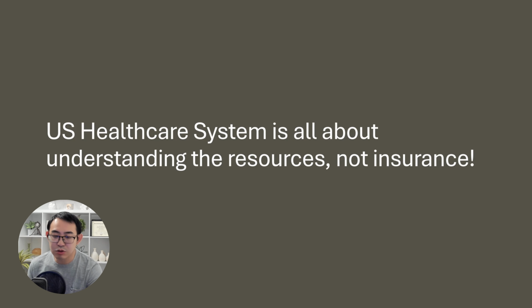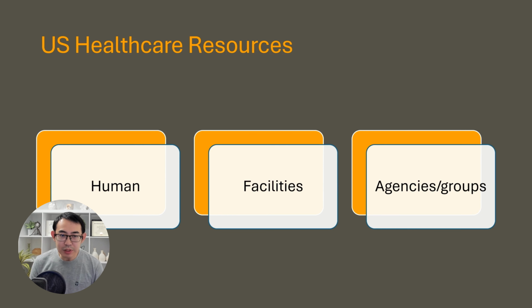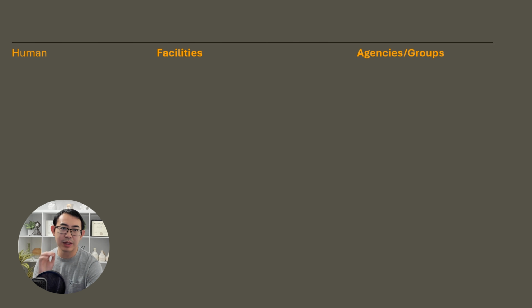Okay, so how are we going to approach this? This is how we're going to approach it. I divided U.S. healthcare resources into three categories: the human resources, the facilities, which are more like physical locations, and the agencies or groups. I'm going to give you a list of examples here.